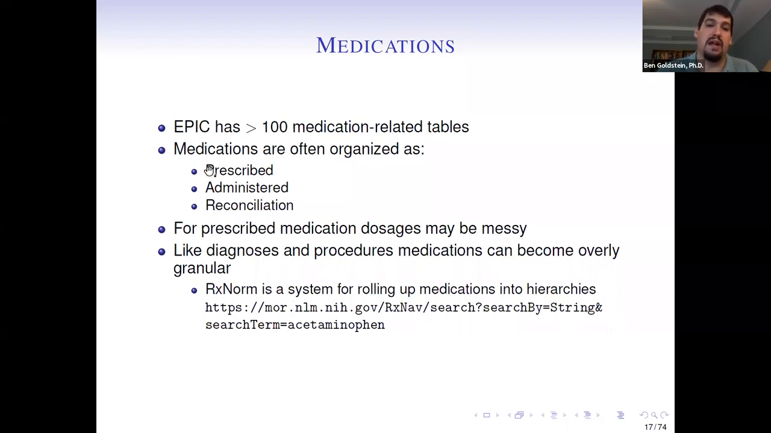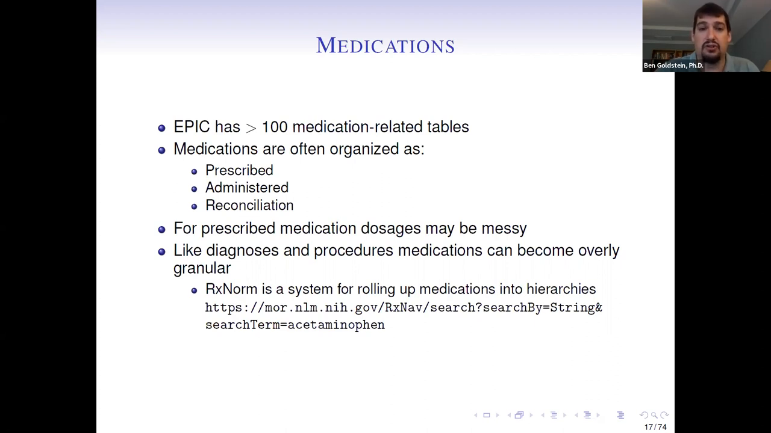Typically, we can think about medications in three different ways. What medications were prescribed? That's not taken, so we don't often see good information on what was taken by the patient or even bought by the patient, but what was ordered by the doctor, almost more of an intent by the doctor. Medications that were administered, for example in the hospital, if you were given an IV antibiotic, that would be an administered medication. And then we also have what's called medication reconciliation. Every time you go to your doctor and the doctor asks you, are you still taking this drug, that finds its way into a medication reconciliation table.